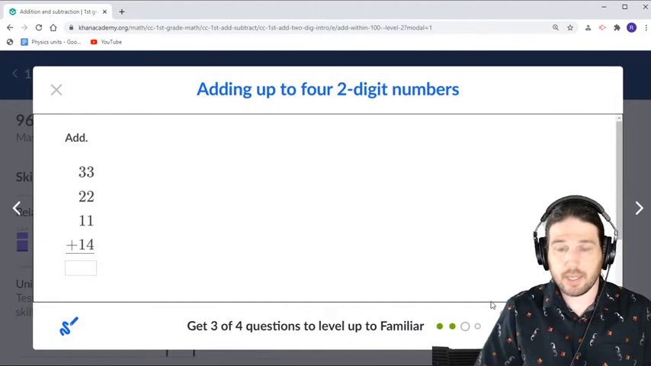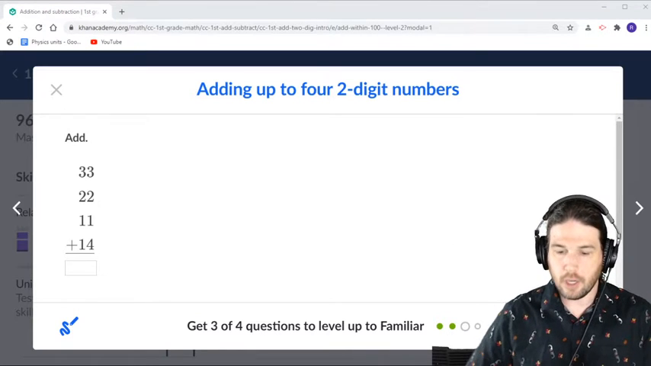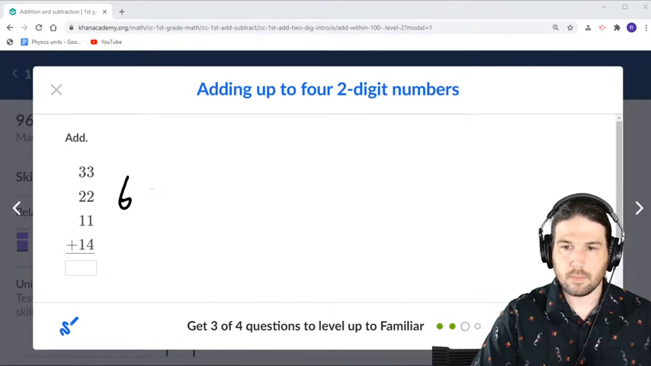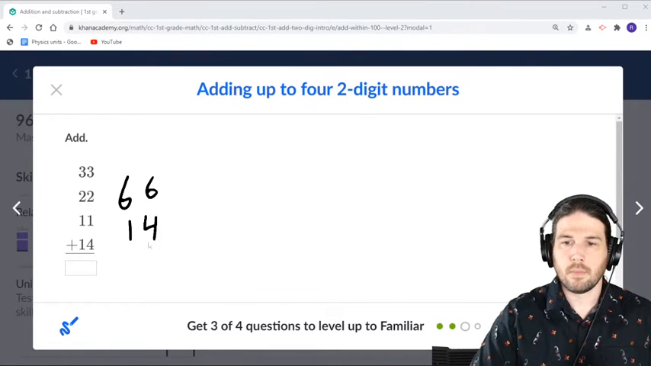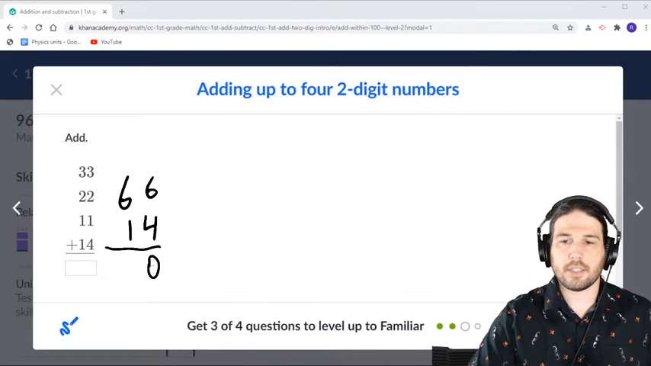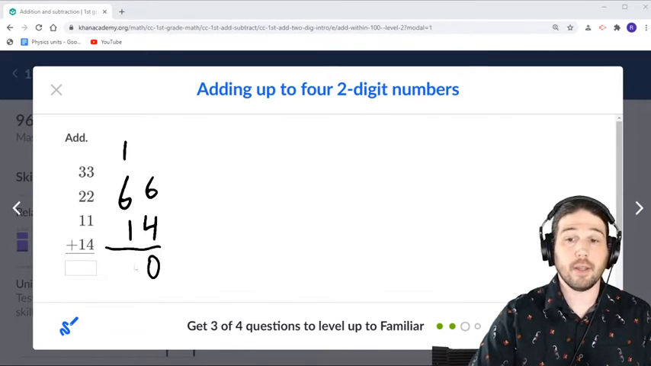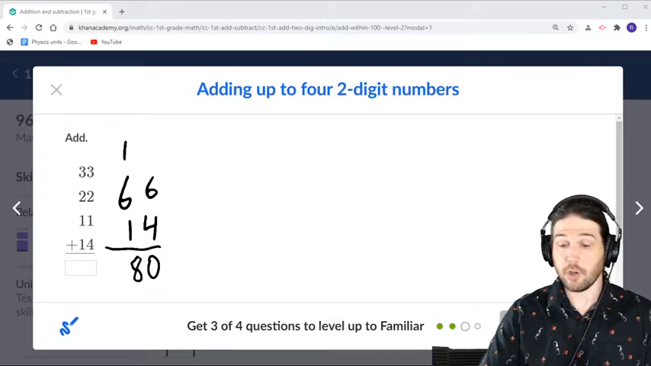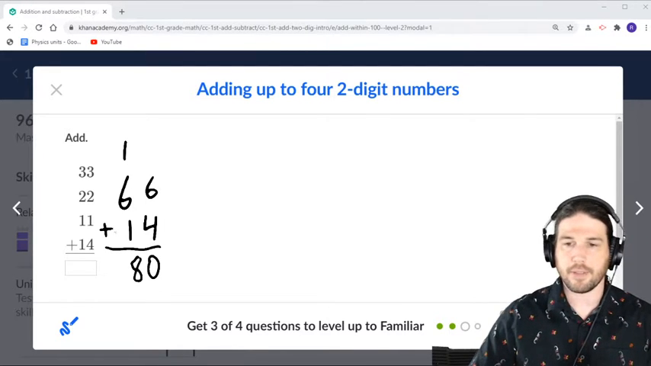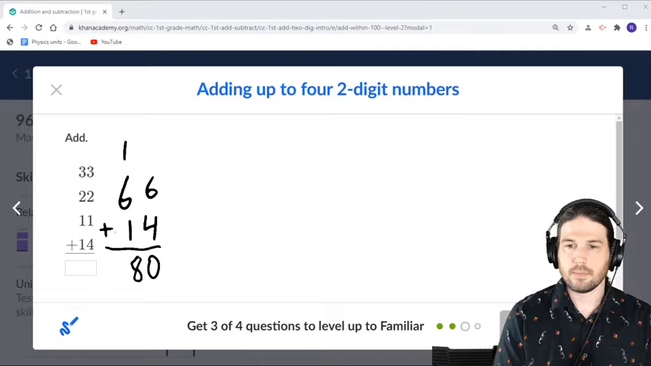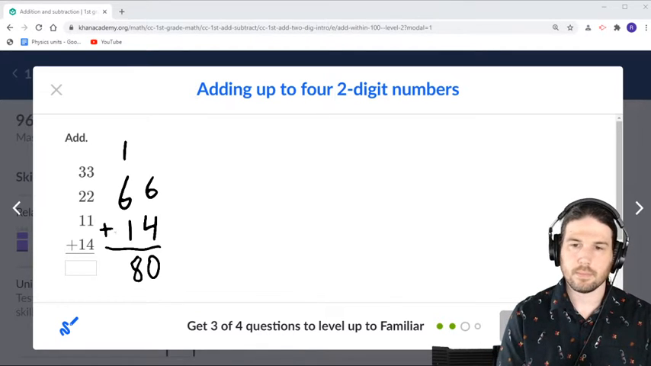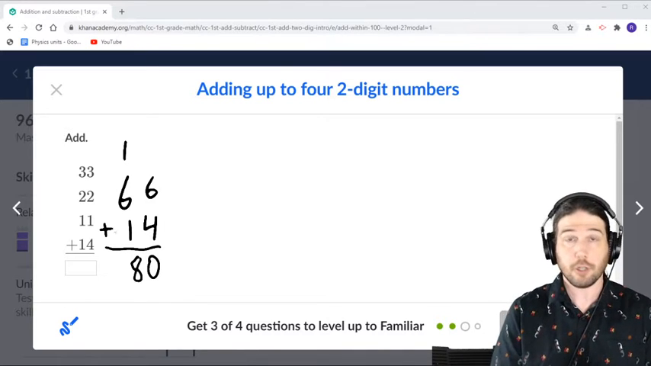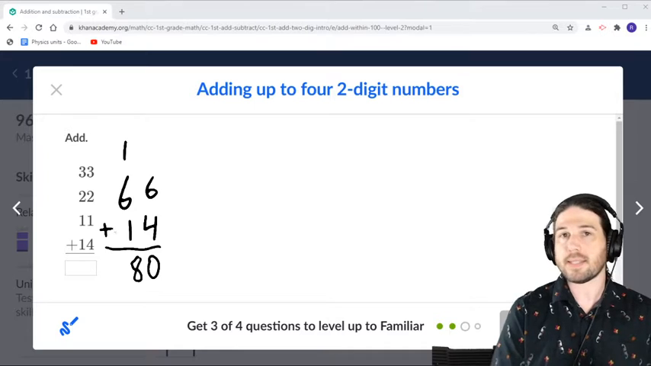This is an easy one because 33, 22, and 11 very neatly make 66. And 66 and 14, 6 and 4 is 10. Carry the one group of 10, we end up with 80. You'll notice my notation is so bad I don't even put the plus in there. There we go. So I hope that you can see that getting the 66 was just a shortcut of knowing that 3 plus 2 plus 1 was 6, both in the ones and the tens place.